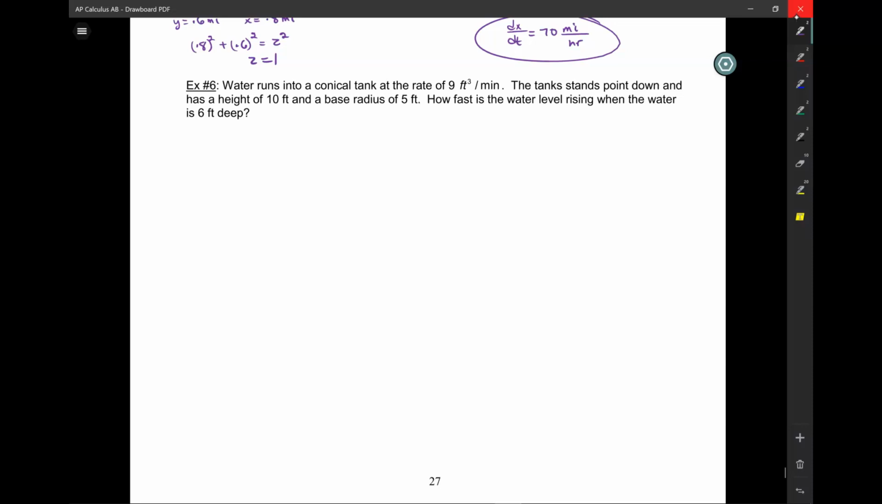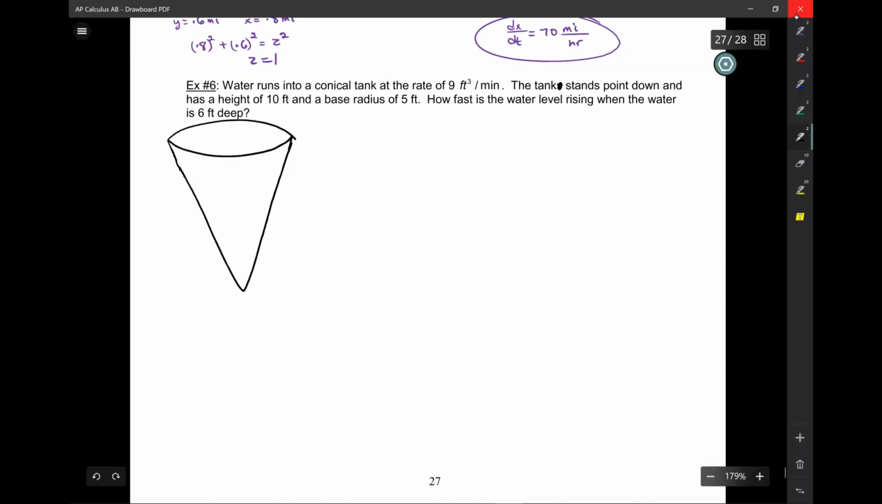Right. There should not be an S there. The tank stands point down and has a height of 10 feet and a base of radius 5 feet. So this is how the tank looks. Okay, that's the tank. It's got a height of 10 feet and a base radius of 5 feet.